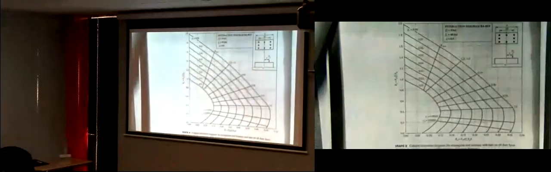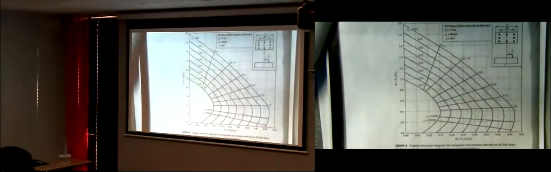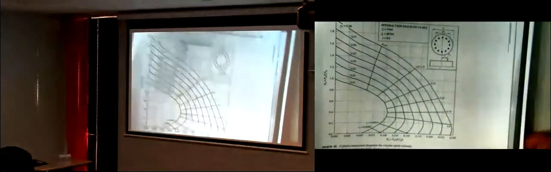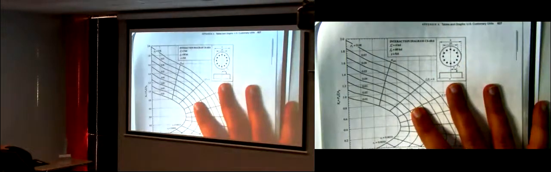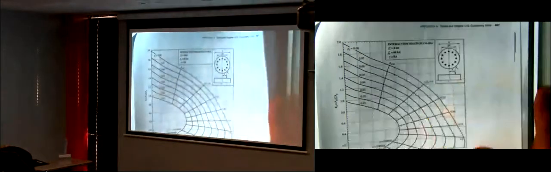Gamma 0.6, 0.7, 0.8, 0.9. So those are another 4 curves. And then another 4 curves for circular columns. If you have a circular column, you have to use those interaction diagrams for gamma from 0.6, 0.7, 0.8, 0.9. So those are 12 interaction diagrams.